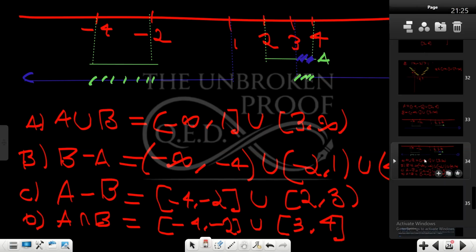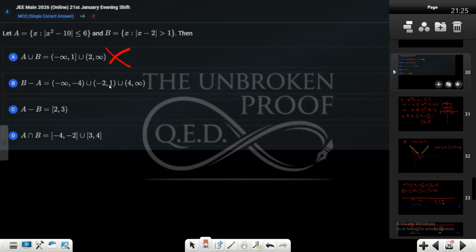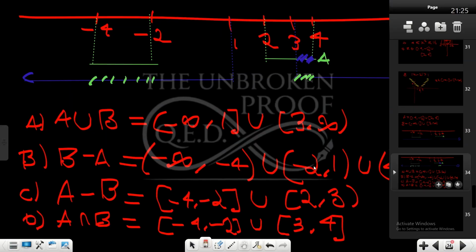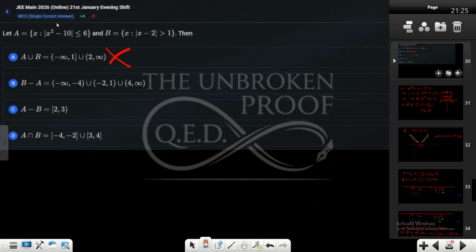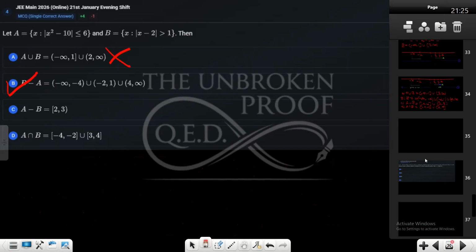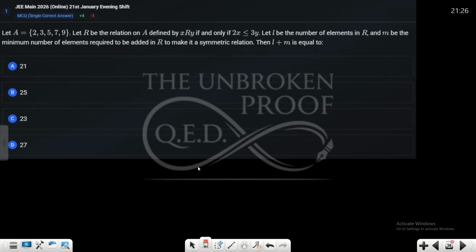Now let us evaluate the options. Option A is wrong. Option B I think should be correct, because minus infinity to minus 4, minus 2, 1, 4, infinity, all open, right? So I think option B is the right answer. So the final answer for this question is B. Let us move on to the ninth question.